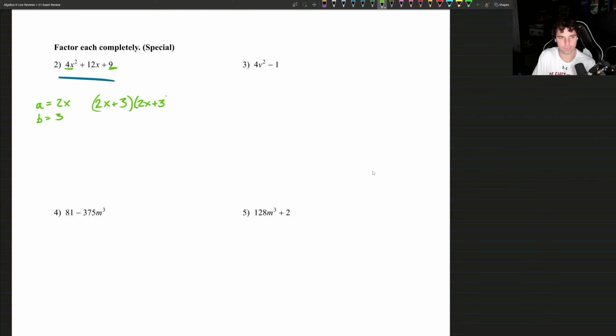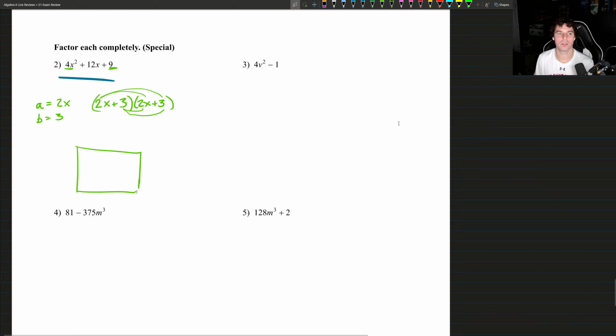And then you can FOIL that to make sure. So 2x times 2x, that's 4x squared, plus 6x, plus another 6x, that's 12x, and then plus 9. And if I talk too fast, that's all I did. All I'm asking you to do is to factor that 4x squared plus 12x plus 9. You can do it in a lot of different ways. You could use the box. You could use the rule up top that I wrote. Just need to be able to factor it. So there will be one perfect square binomial.